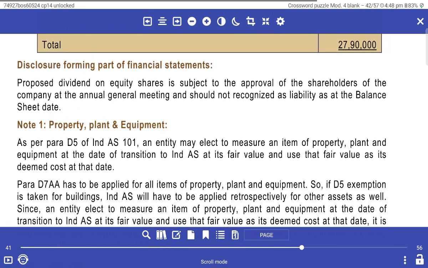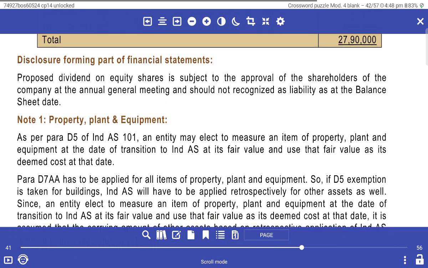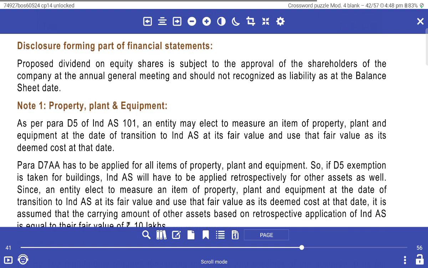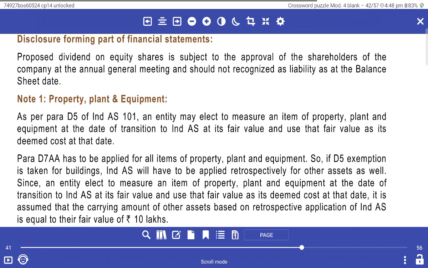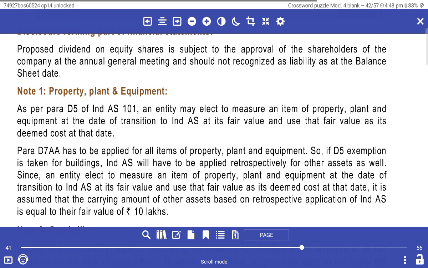Disclosure forming a part of the financial statement. A proposed dividend on the equity shares is subject to the approval of shareholders of the company at the annual general meeting, and should not be recognized as a liability as on the balance sheet date.